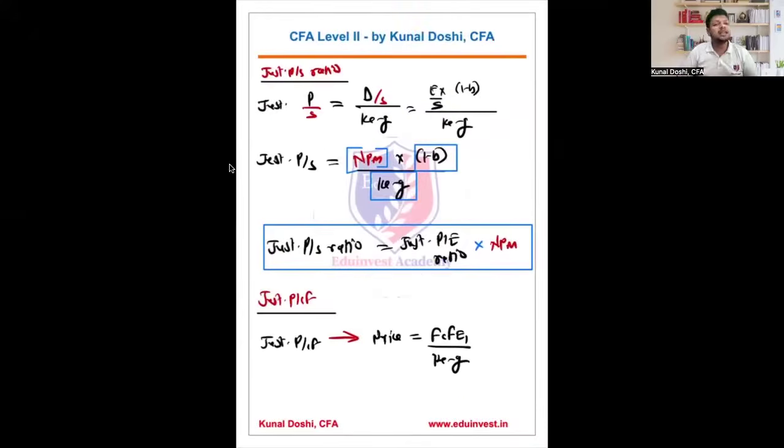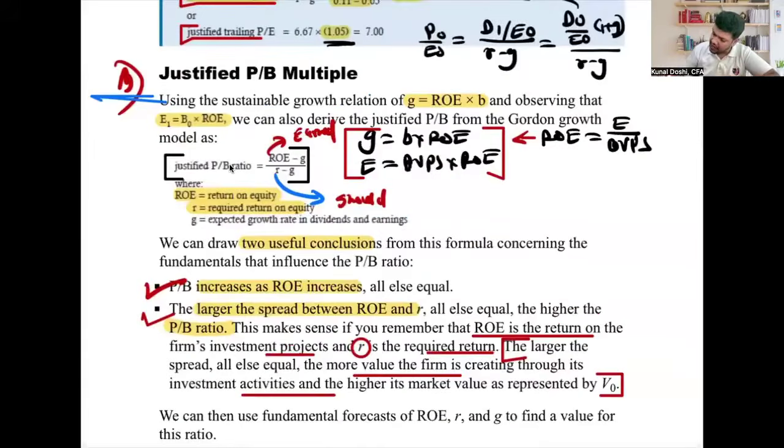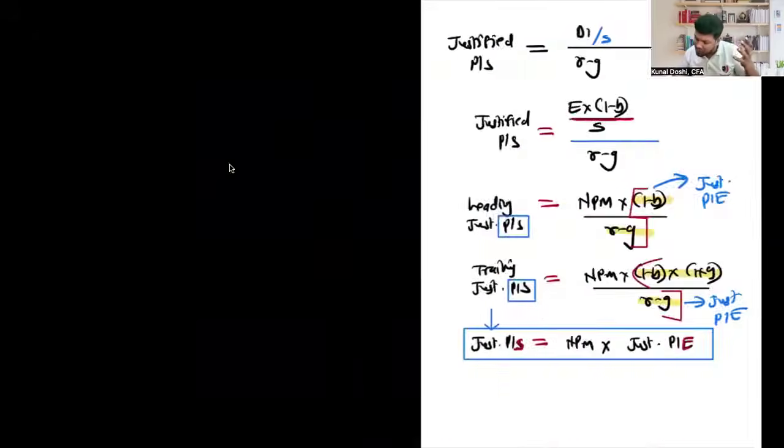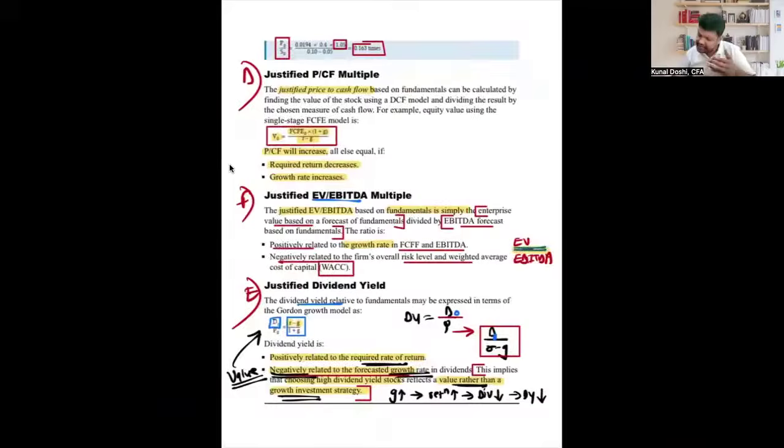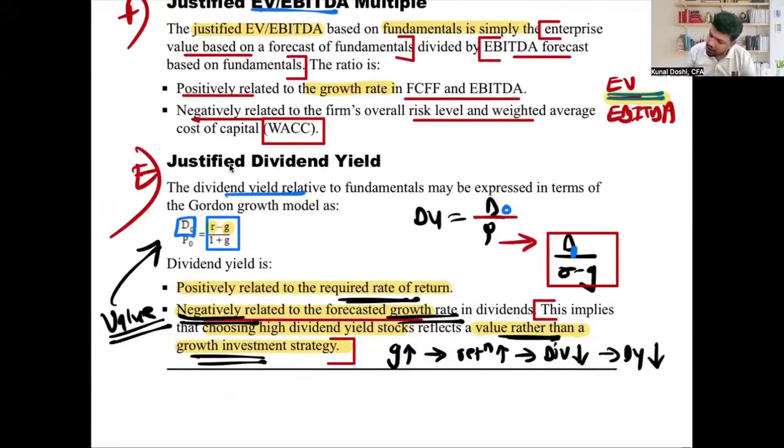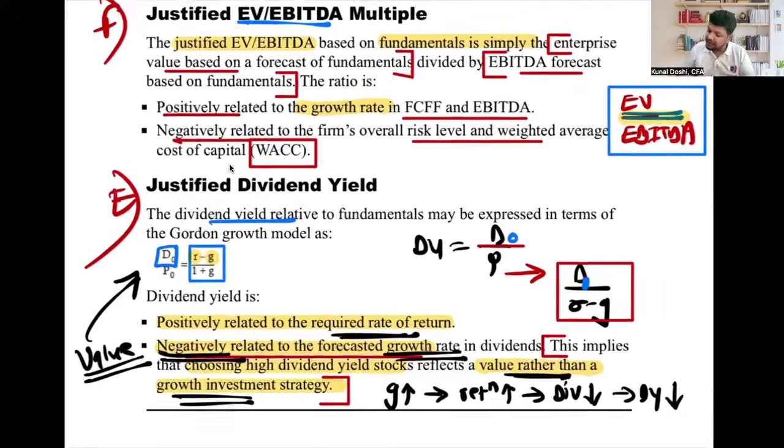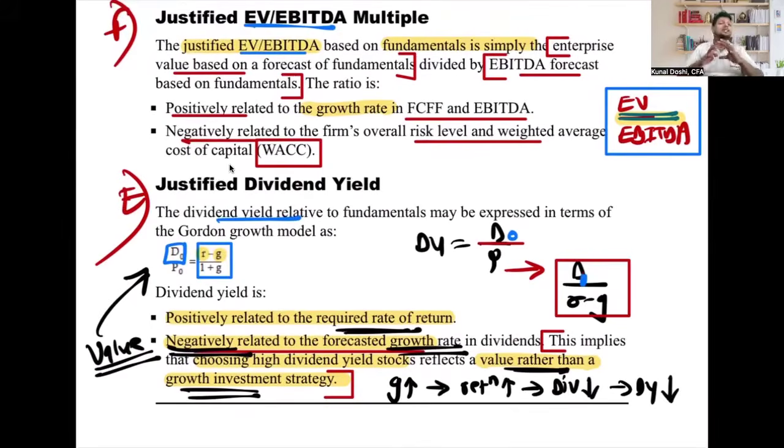There is also formula related to justified EV/EBITDA. What is the EV/EBITDA model and what is the dividend yield? We've already discussed the dividend yield, right? So apart from justified price to book, we have done the different varieties. Justified EV/EBITDA: earnings before interest, tax, depreciation and amortization, that's your EBITDA. EV is the value of the firm. This ratio is generally used when you're basically looking at the entire valuation of the company, when you're comparing the whole firm.